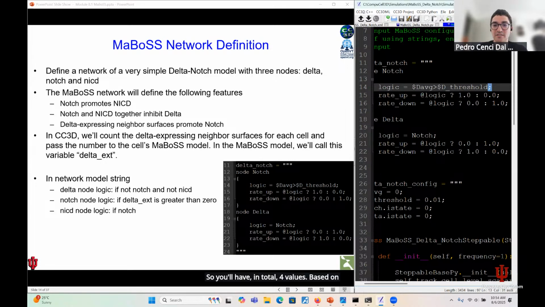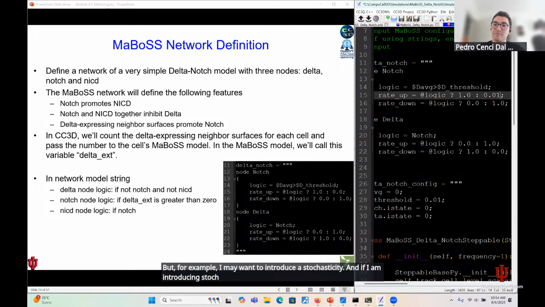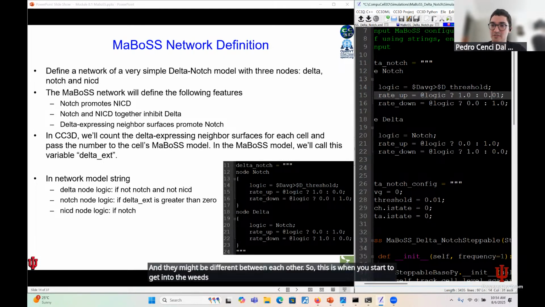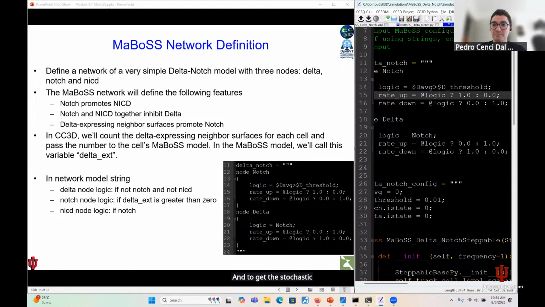Based on the logic, if the condition is true, the value will be 0, and if the condition is false, the value will be 1. Doesn't that take care of both cases? Yes, it takes care of both cases. But for example, I may want to introduce stochasticity, and if I am introducing stochasticity, these values might not be exactly 0, and they might be different between each other. So this is when you start to get into the weeds of how to actually model something and to get the stochasticity close to the observed biological behavior. So good question. Quite advanced questions.